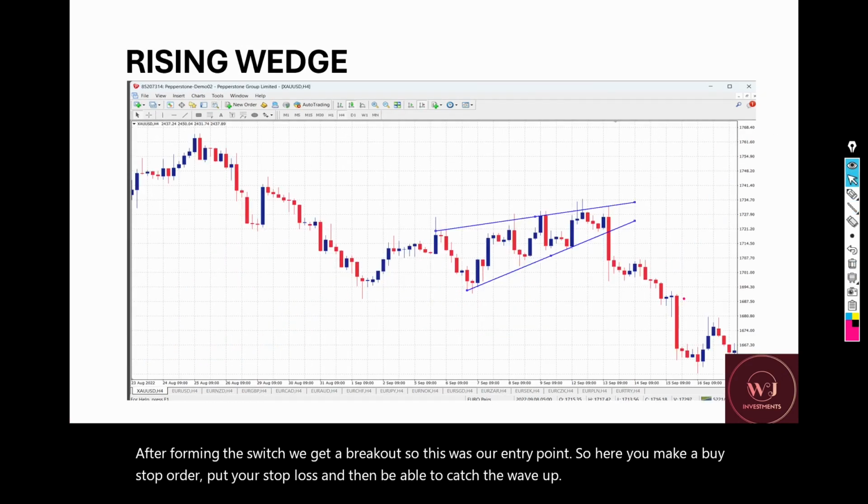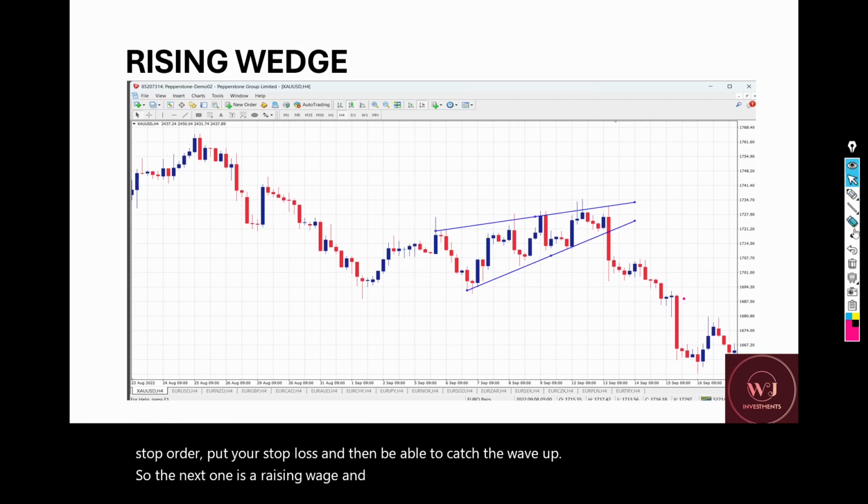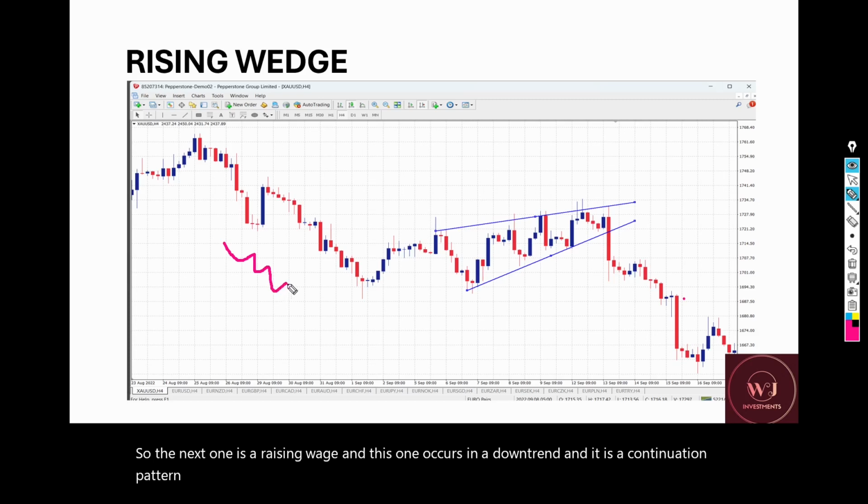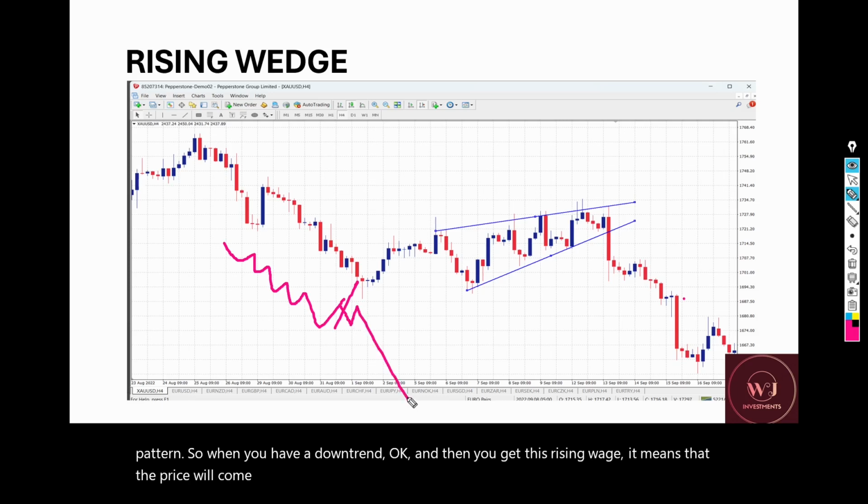So the next one is a rising wedge, and this one occurs in a downtrend and it is a continuation pattern. So when you have a downtrend, okay, and then you get this rising wedge, it means that the price will come and then break out and then continue. So you can see that right here it happened.